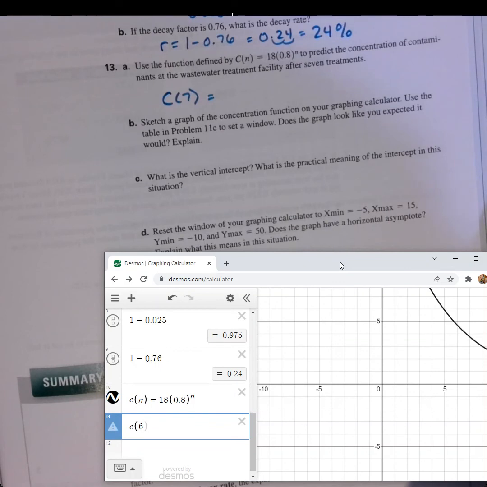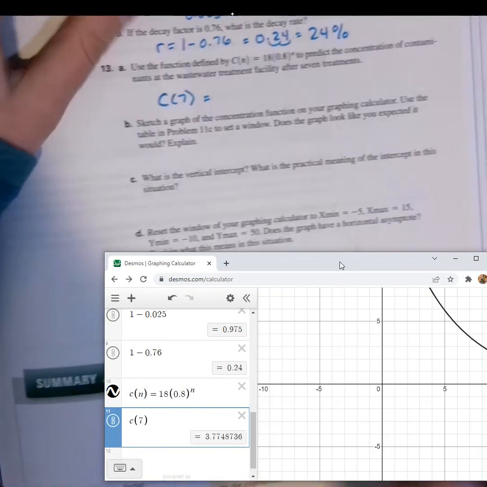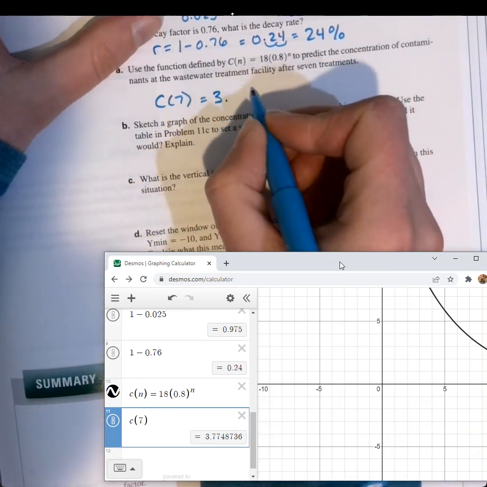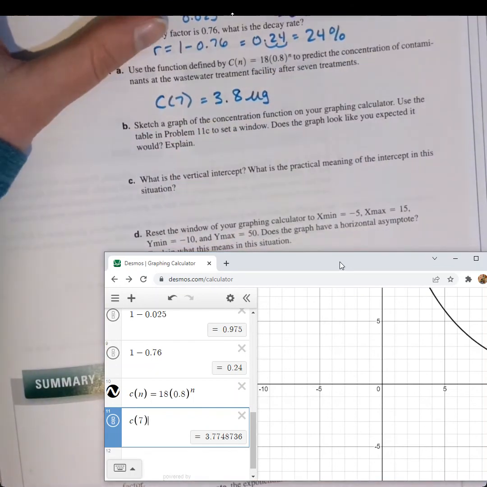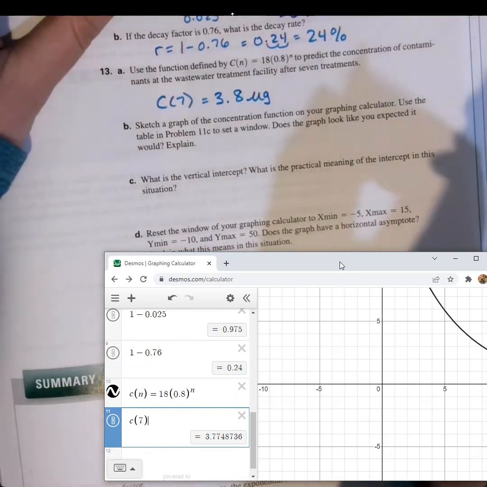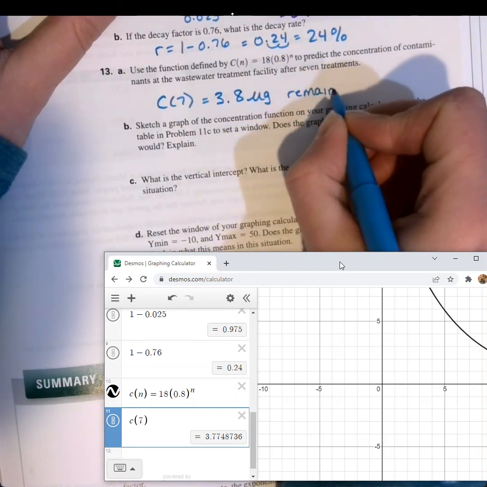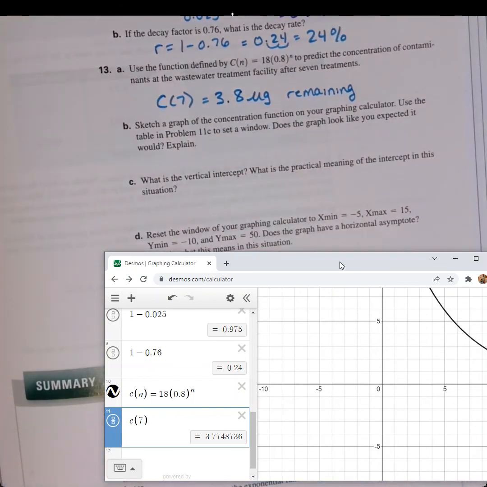So I can evaluate C of 7 here. Okay, so there are 3.8 micrograms of contaminant left. So they haven't hit their target yet. They were supposed to get less than 3 micrograms. They still have 3.8 after 7 treatments.